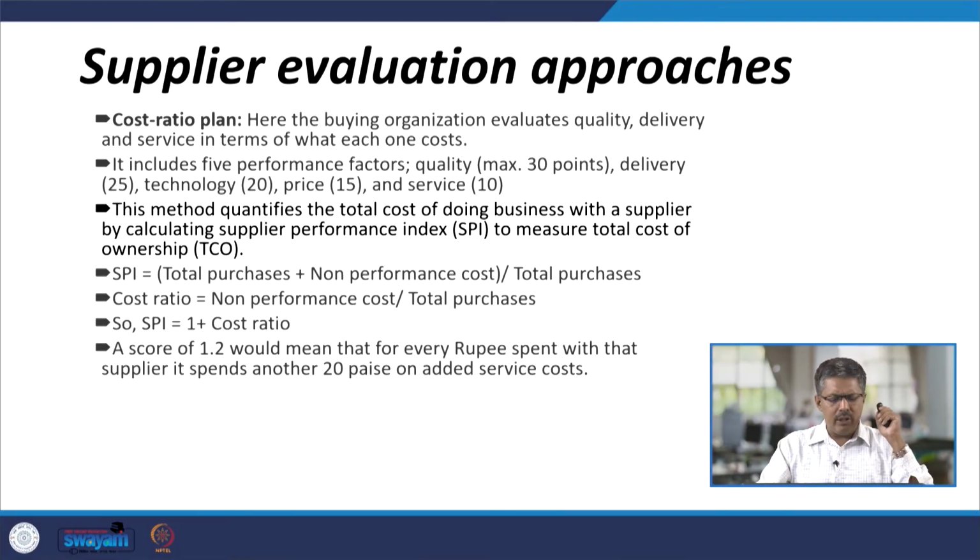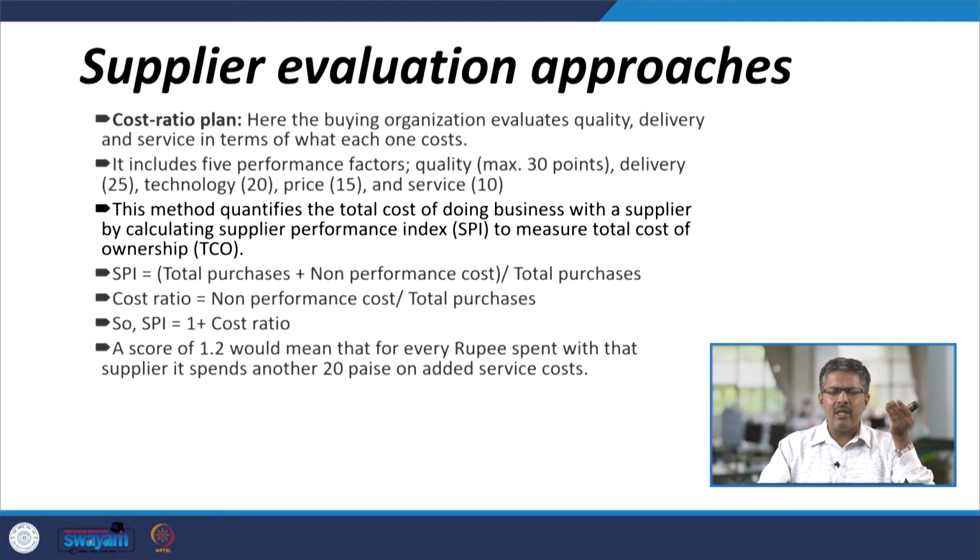Another approach is the cost ratio plan. Now, cost ratio plan is something where the buying organization evaluates quality, delivery and service in terms of what each one costs. Okay. So, it includes 5 performance factors. So, what are they? Quality, which has got maximum 30 points. Although I have written it 30 points, it can change with the type of organization.